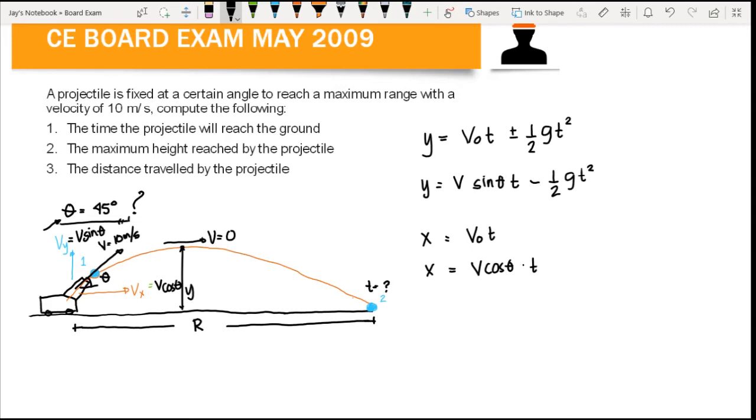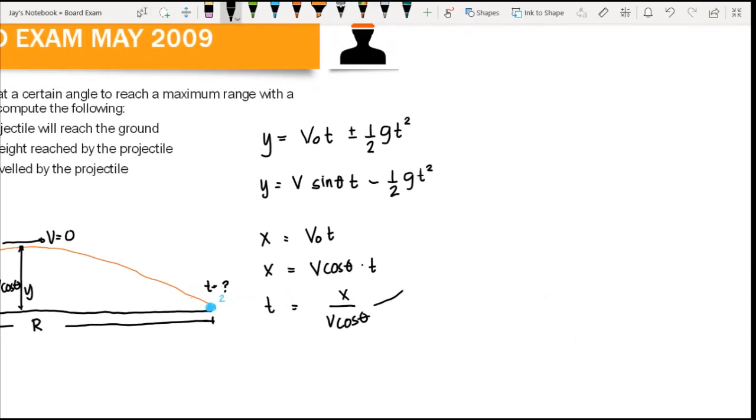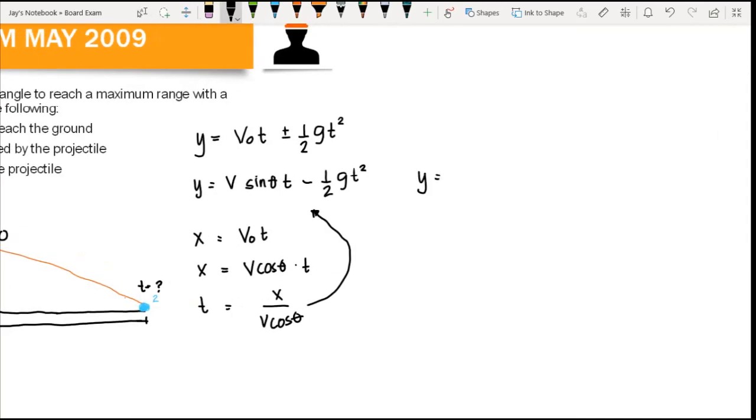So we make this equation in terms of x and v, so we express it as t equals x over v cosine of theta, and we substitute this value into our equation of y. That means we have y is equal to v sine of theta times, we already know the value of t, that is x over v cosine of theta, minus 1/2 g times x over v cosine of theta squared.